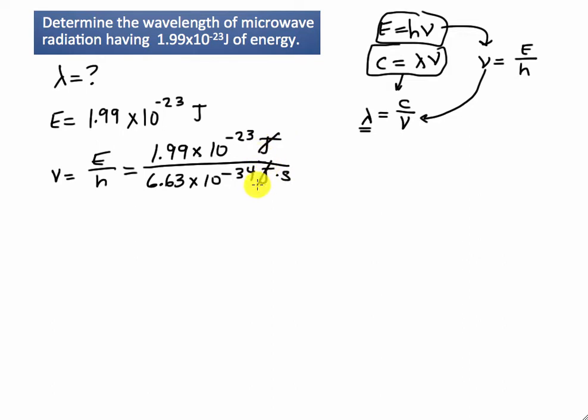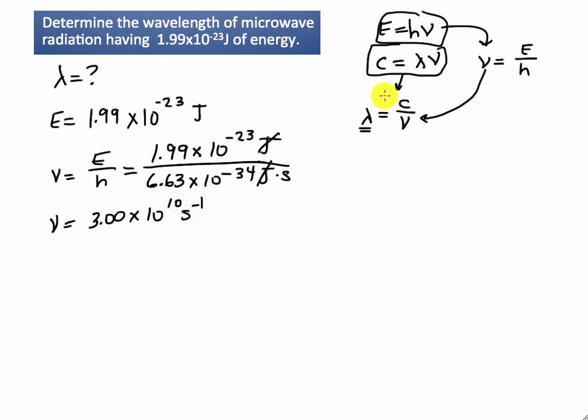Now joules cancel, leaving me with 1 over a second, which is what I want for my frequency calculation. So my frequency comes out to 3.00 times 10 to the 10 power. That would be inverse seconds.